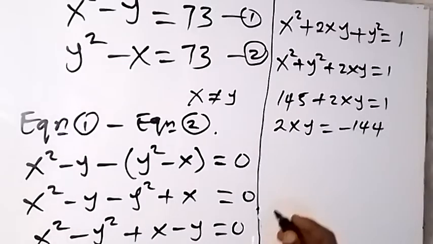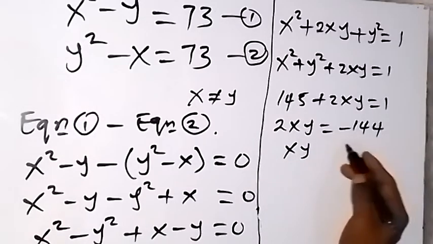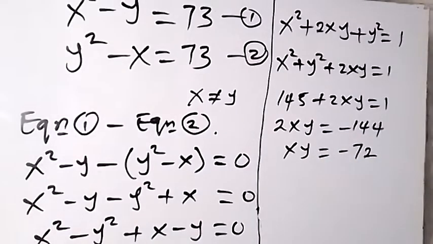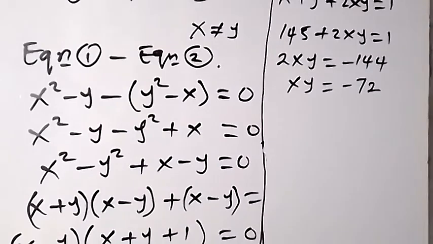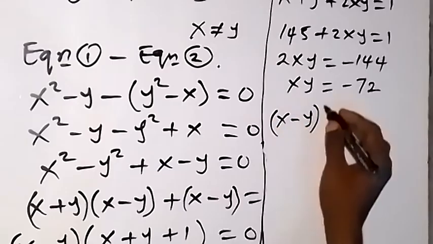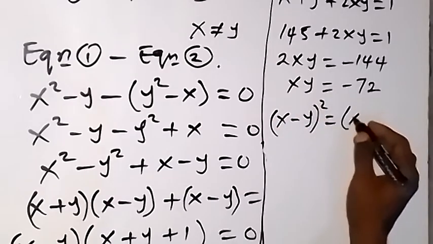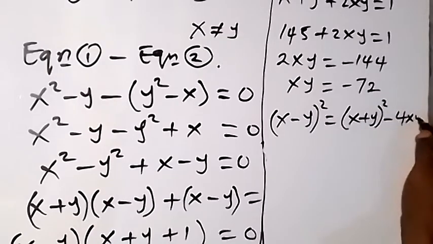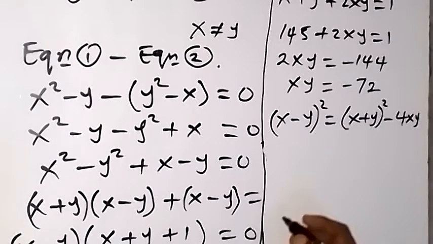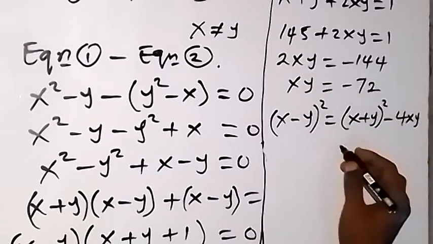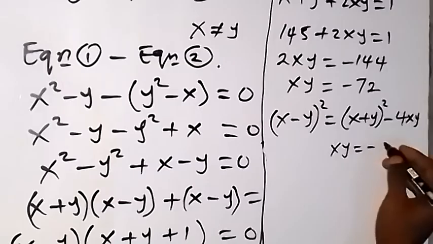And we can divide both sides by 2. That means xy, when we divide both sides by 2, will now be equal to minus 72. That's minus 144 divided by 2. So from here, we can use this identity that we have, that is x minus y all squared. We can write it as x plus y all squared, then minus 4xy. So when we make use of this identity, remember that we got xy to be minus 72. So let's note it down, that is xy equals minus 72.